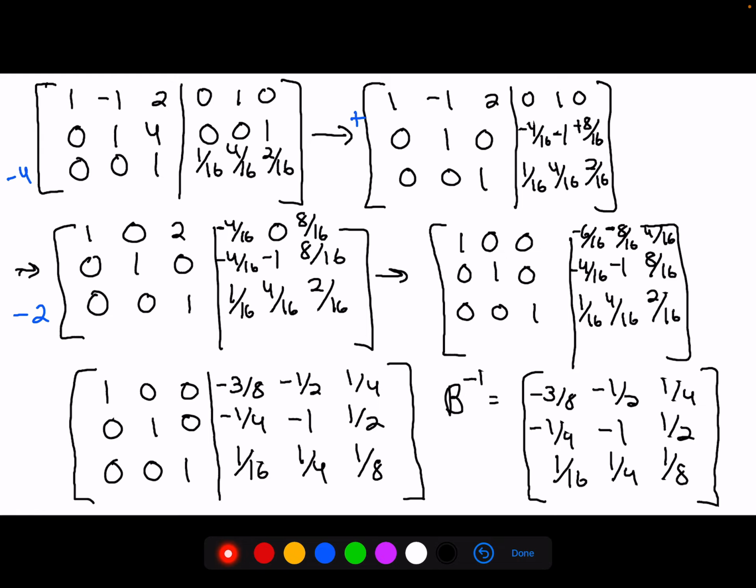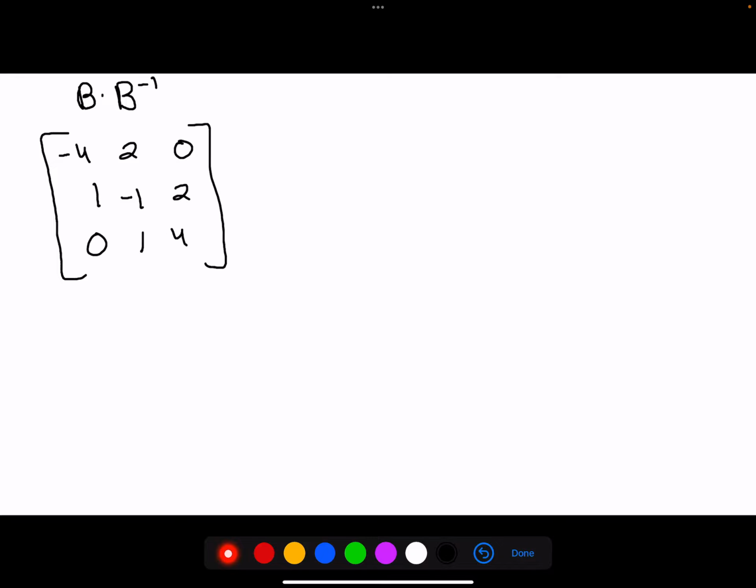Now let's confirm. Let's take B and multiply it with its inverse and see what we get. So B originally was much prettier, no fractions: -4, 2, 0, 1, -1, 2, 0, 1, 4. And let's multiply it with that fraction craziness.